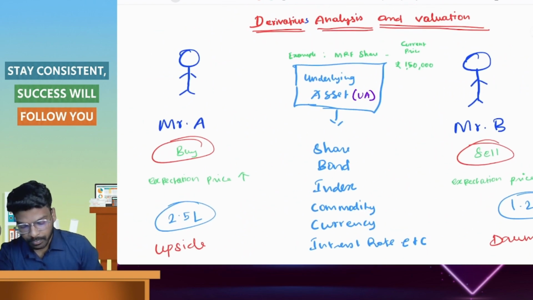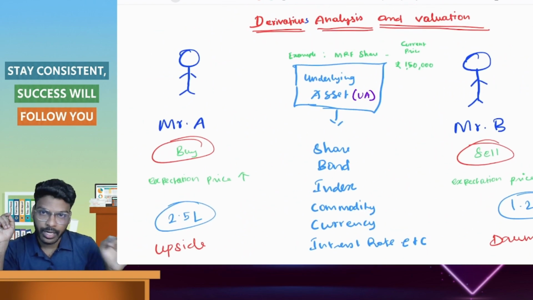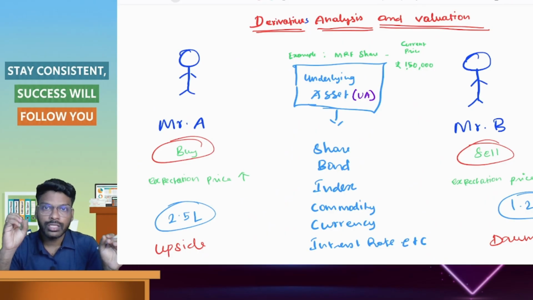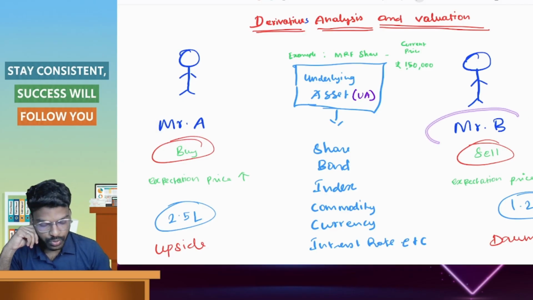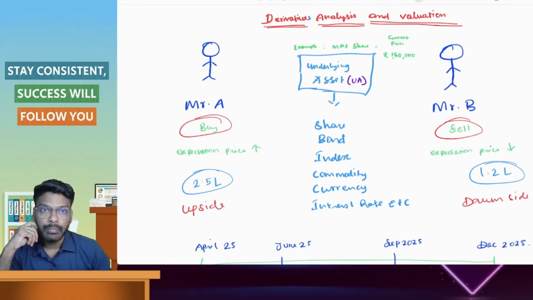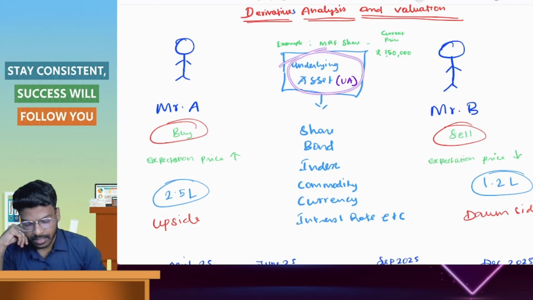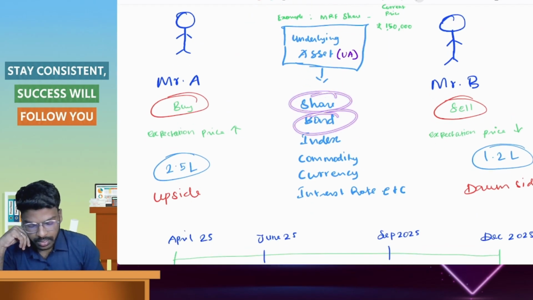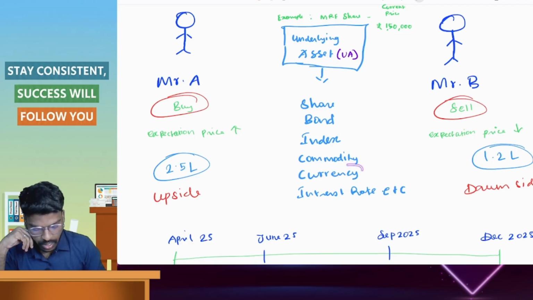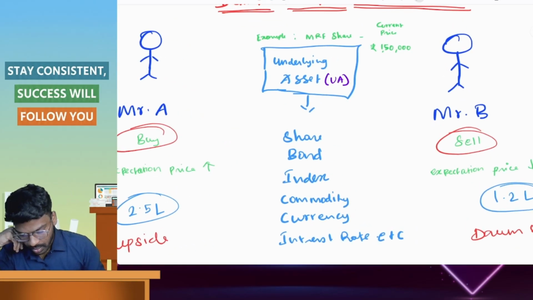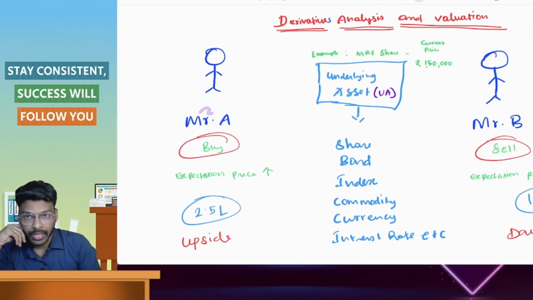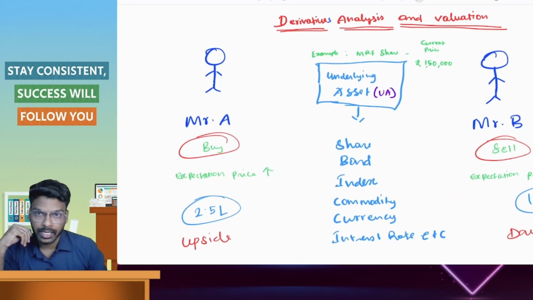Okay, there are two parties in a derivative contract. The first one is Mr. A, and the second is Mr. B. There is an underlying asset: shares, bonds, index, commodity. The other two are covered in a separate chapter. They are entering into a contract, A and B entering into a contract.